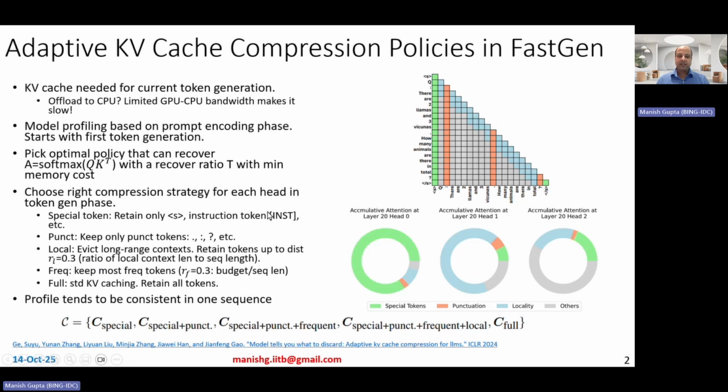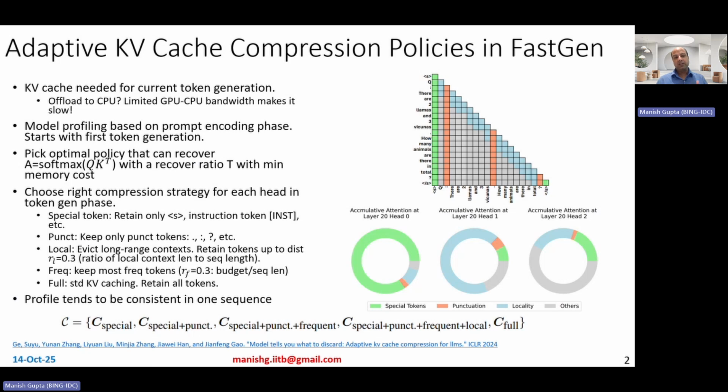Therefore, in this paper, they propose multiple compression strategies or compression policies. The first one is special tokens. We already talked about it. Retain only the key value cache for tokens like start of sequence, end of sequence, or instruction tokens. Next is punctuation: retain key value cache only for punctuation tokens like full stop, colon, question mark, and so on. Local policy means that you retain only key value caches of local tokens, or tokens up to a particular distance from the current token which is being generated.